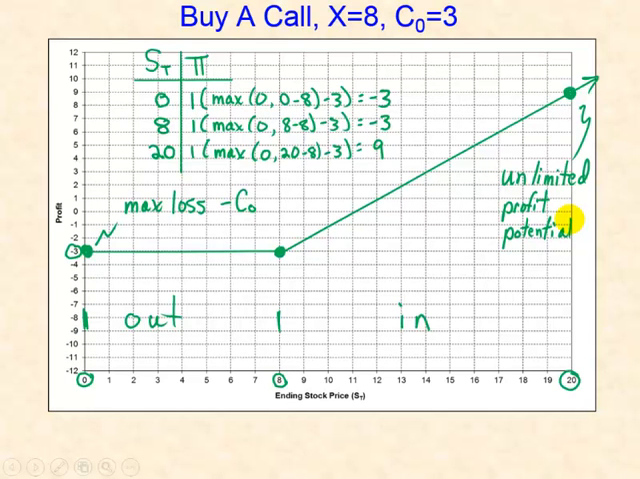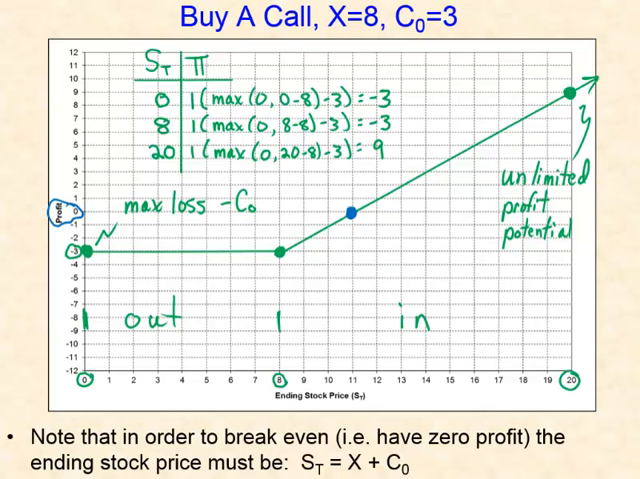We can also see the break-even point. Break-even occurs when our profit is equal to 0. And so we'll come over here and see where that occurs. Here's our break-even point right here when the stock price is equal to 11. We break even when the ending stock price is equal to the exercise price, which is $8, plus the premium, which is $3, or $11 in total. So for any stock price less than 11, we will lose money on this strategy, and for any stock price greater than 11, we will make a profit.